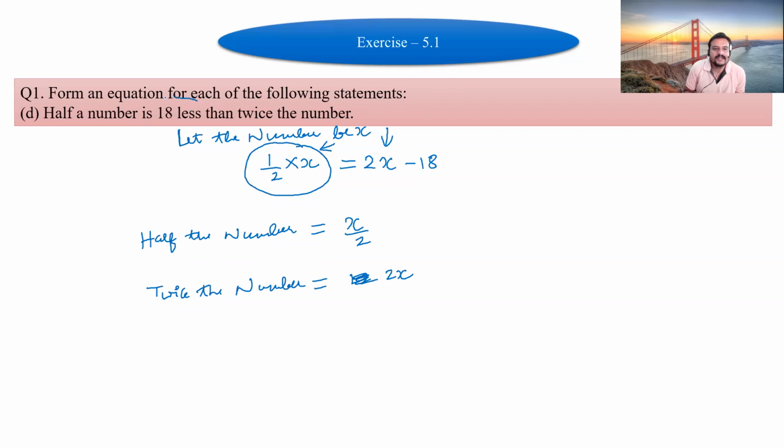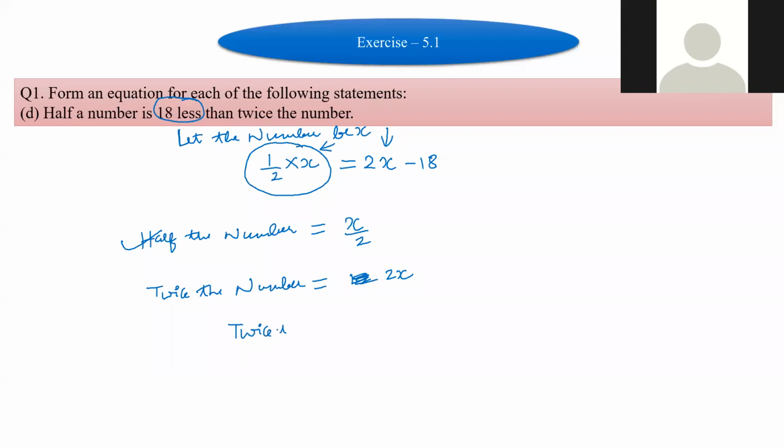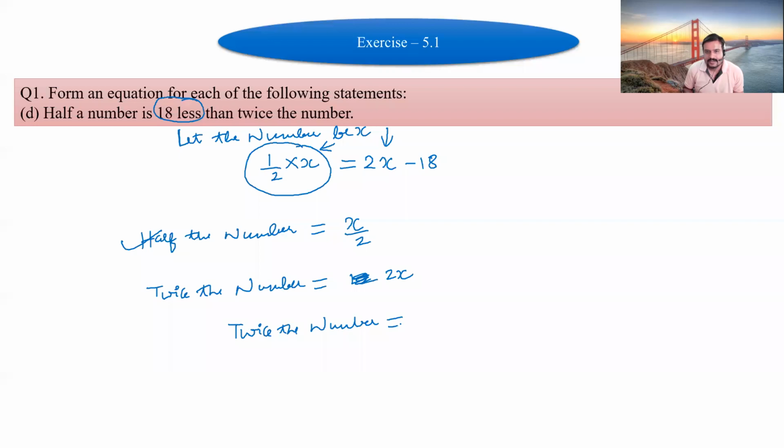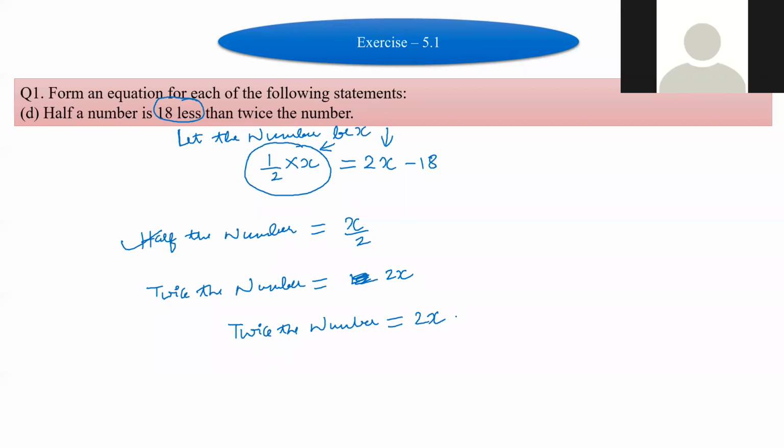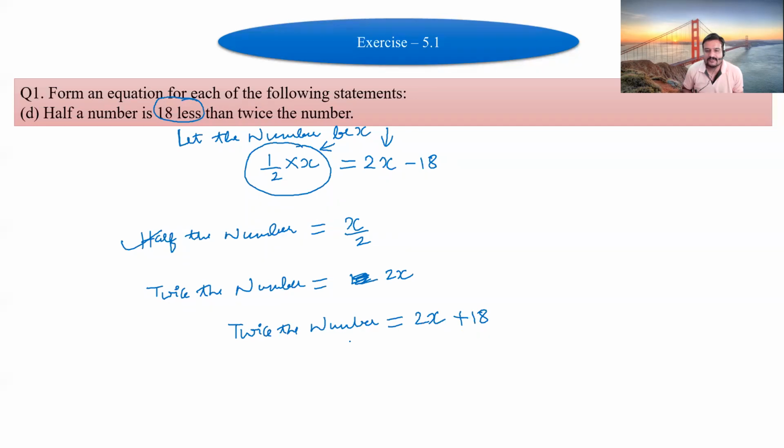Now what is said? 18 less. Who is 18 less? Half the number is 18 less. That means twice the number is 18 more than it. Yes or no? Twice the number is equal to 2x. Half the number plus 18, and it is equal to half the number.